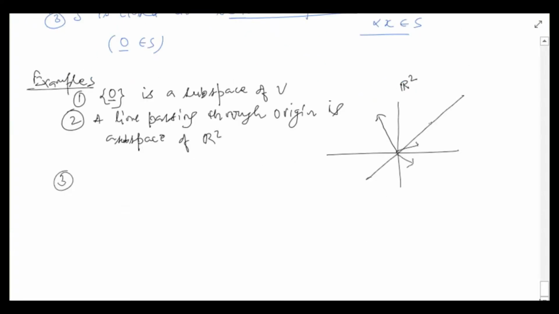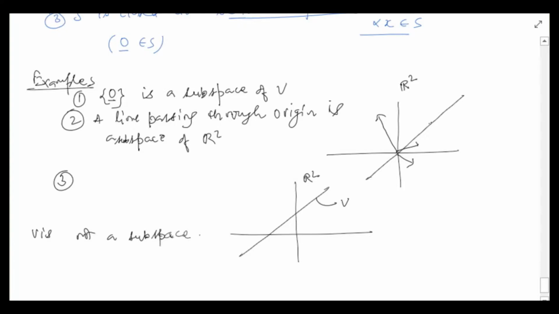Now let's see another example. Say this line. This doesn't pass through origin, so this does not contain the additive identity of R2. So this is not a subspace. Let's call this line V, then V is not a subspace because it does not contain the additive identity of R2.